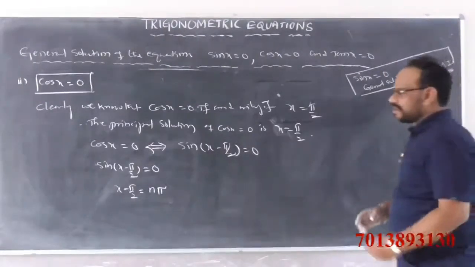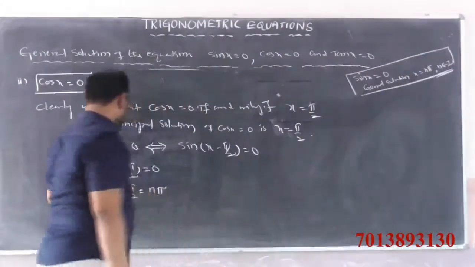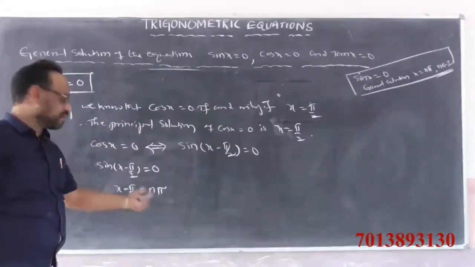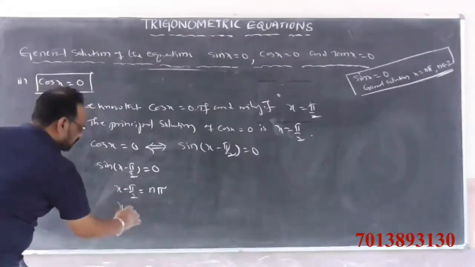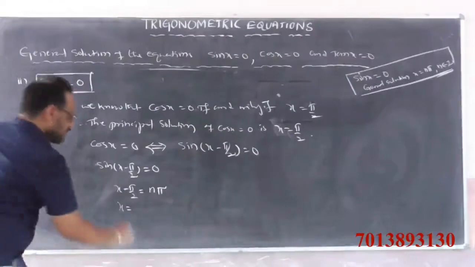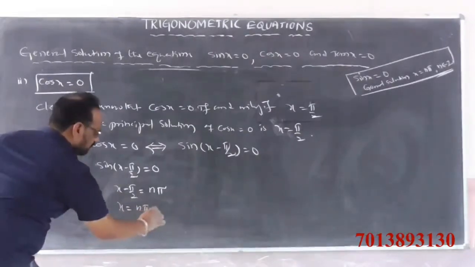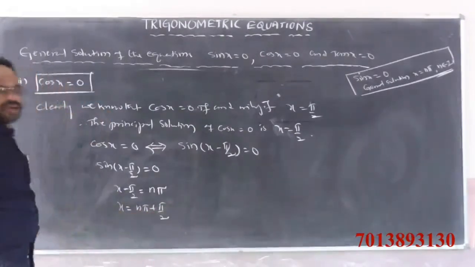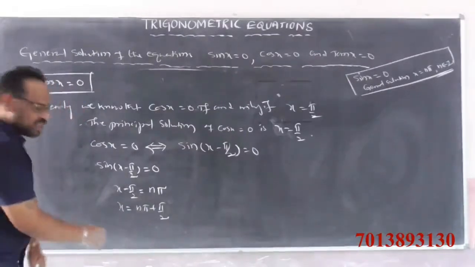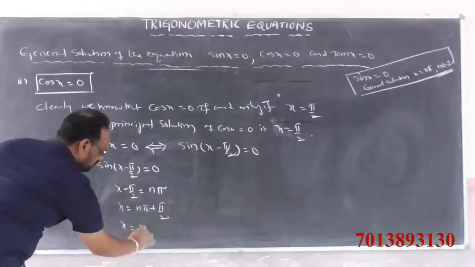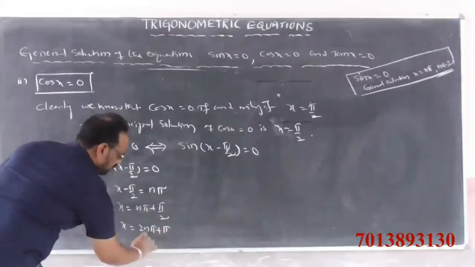X is equal to n pi. Here we have x minus pi by 2 is equal to n pi. We want the x value. If you transpose minus pi by 2 from LHS to RHS, it will become plus. So x is equal to n pi plus pi by 2. If you do LCM here, x is equal to 2n pi plus pi by 2.